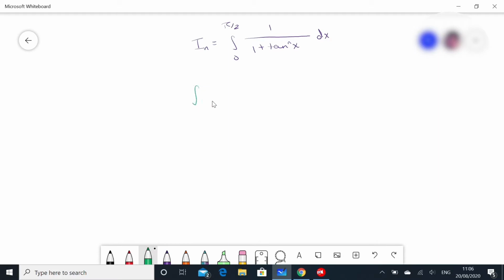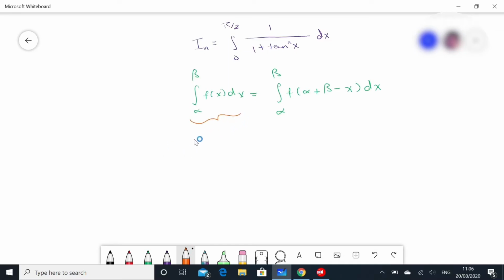Well, the King's property states that the integral from alpha to beta of f of x dx is equal to the integral from the same bounds, alpha to beta, of f of alpha plus beta minus x dx. Now, you may ask, why is this? Well, let me show you a quick proof of it.